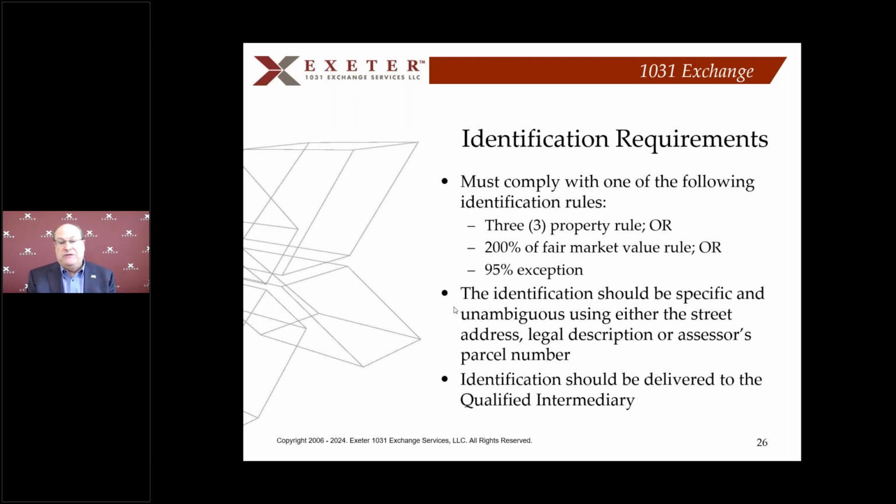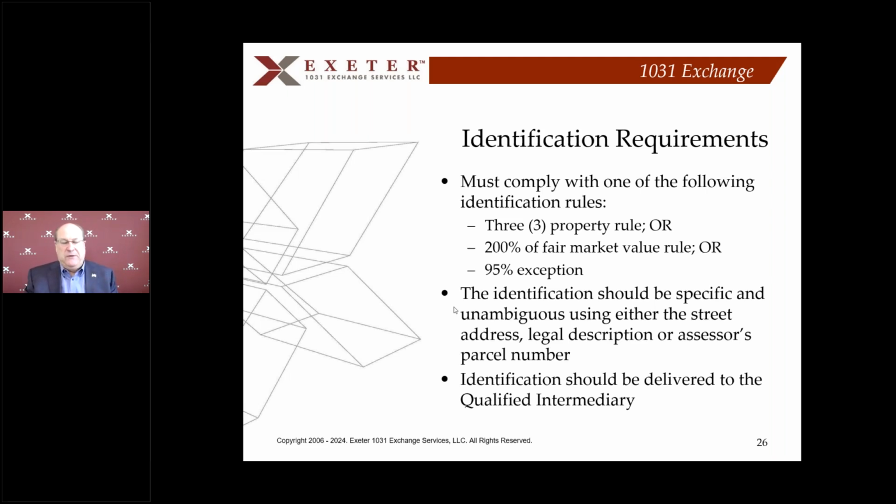Now, some investors are going to sell one property, a larger asset perhaps, and they want to invest in smaller properties. It's kind of a diversification strategy. So in that case, the 3-property rule may not work well. With the 200% rule, there's no limit on the number of properties. The limit is actually on the total value that you identify.